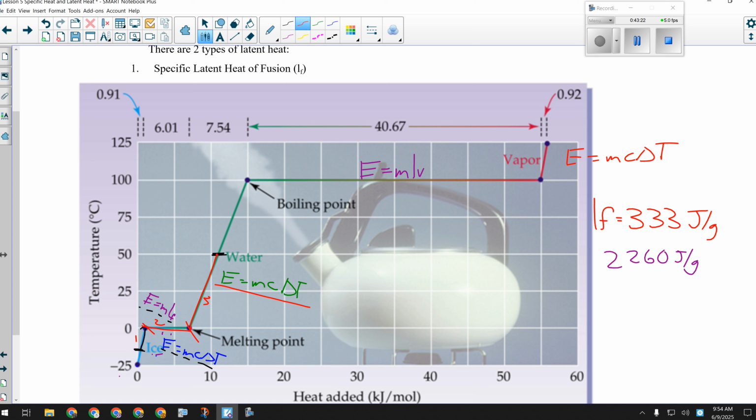Okay, you get a mark for saying, I know where I'm starting, I know where I'm finishing, and I know that that's 3 steps. The steps are E equals MC delta T, E equals MLF, and E equals MC delta T. Then you just add the numbers together.